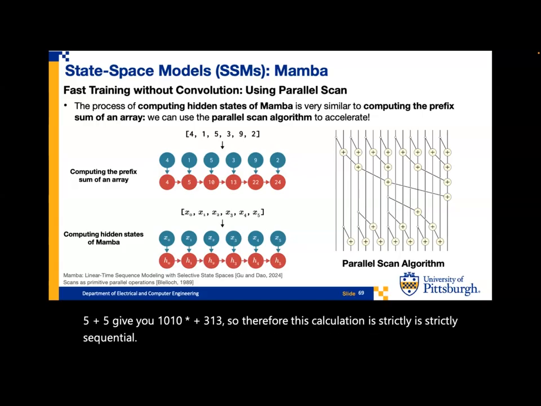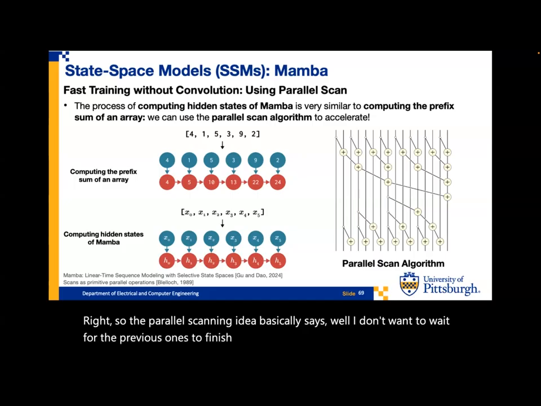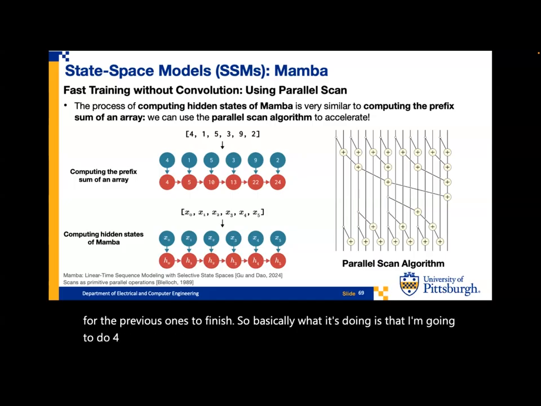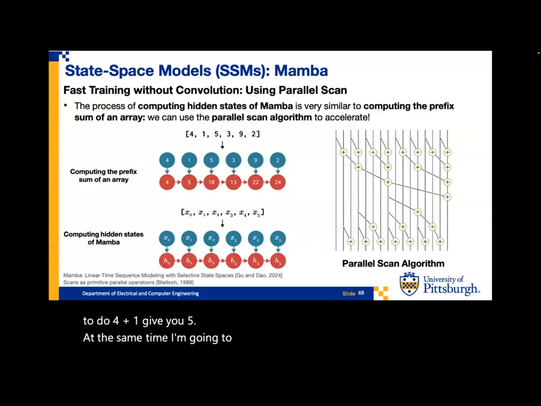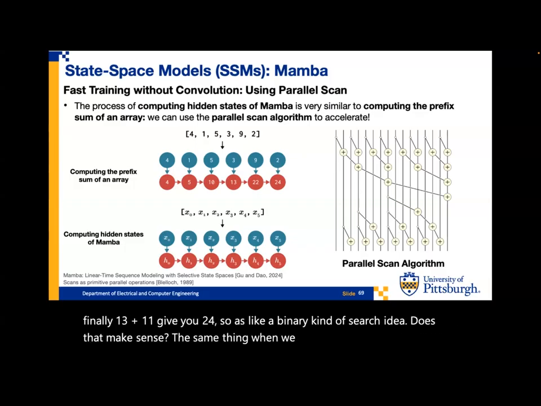So the parallel scanning idea basically says, I don't want to wait for the previous ones to finish. So I'm going to do 4 plus 1 gives you 5. At the same time, I'm going to do 5 plus 3 gives you 8, and 9 plus 2 gives you 11. Then I'm going to add 5 and 8 to get 13, and 9 and 11. So finally, 13 plus 11 gives you 24. It's like a binary search idea. Does that make sense?